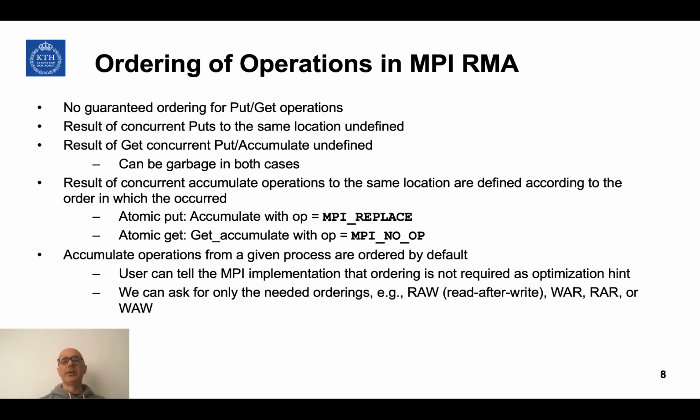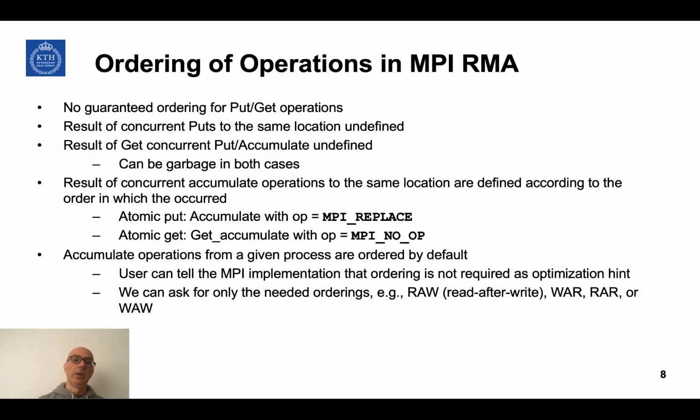So there is no guaranteed ordering of put and get operations. Results of concurrent puts to the same location are undefined. The result of a get concurrent with a put or accumulate is undefined. Undefined also means that we can have garbage in both of the cases. Results of concurrent accumulate operations to the same location are defined according to the order in which they occur.